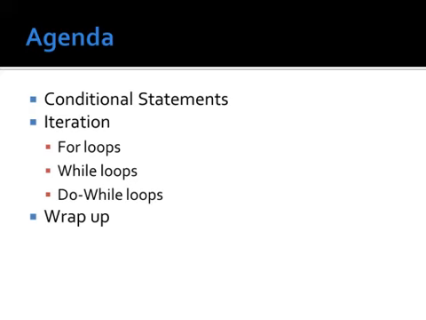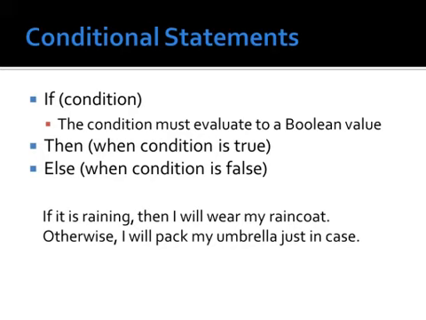Conditional statements follow the format if, then, else, where the else portion is optional. The if statement is dependent on a condition which must evaluate to a Boolean value. For this sentence: if it is raining, then I will wear my raincoat, otherwise I will pack my umbrella just in case. Let's see how this can be written in code.